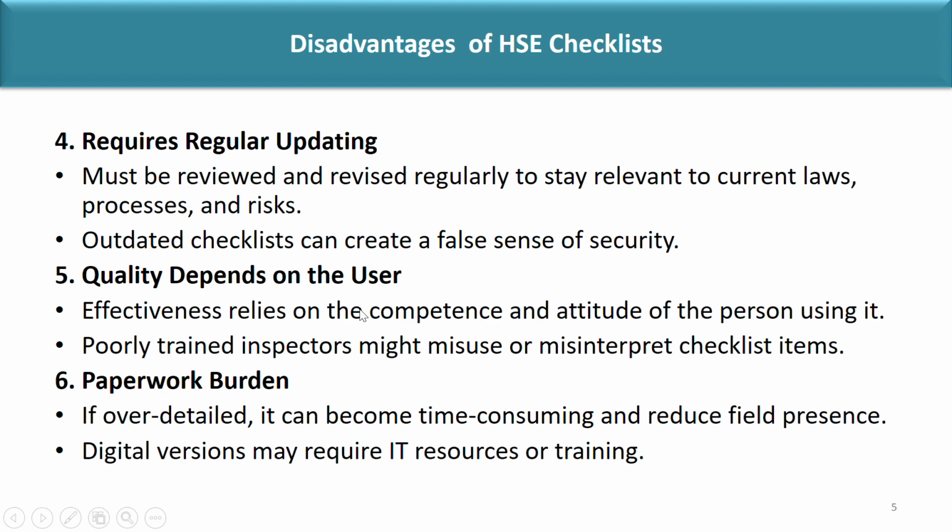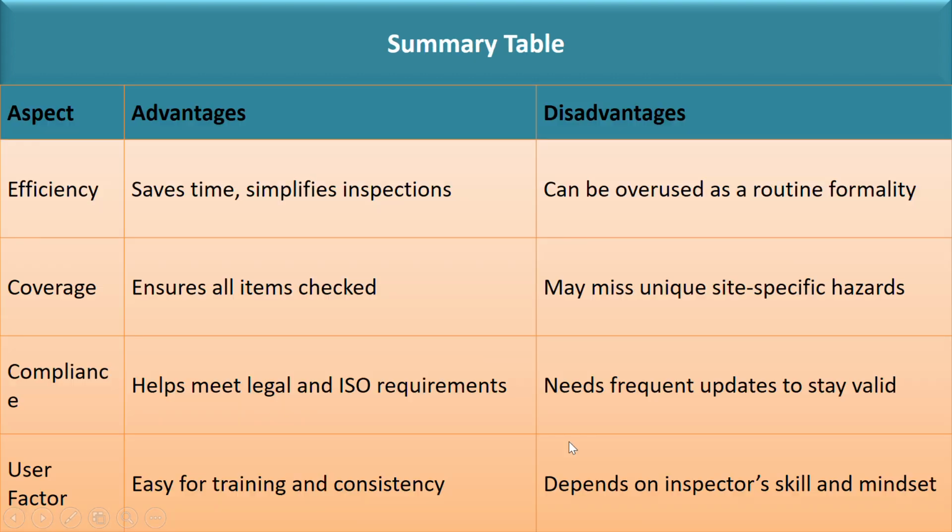Quality depends on the user. Effectiveness relies on the competence and attitude of the person using it. A poorly trained inspector might misuse or misinterpret checklist items. Paperwork burden: if over-detailed, it can become time-consuming and reduce field presence. Digital versions may require IT resources or training.